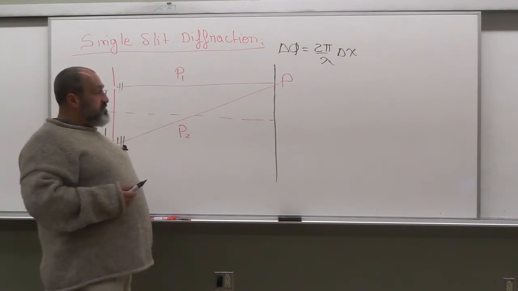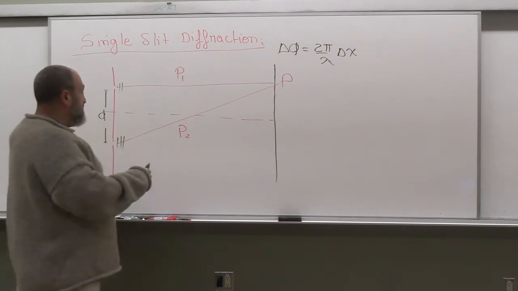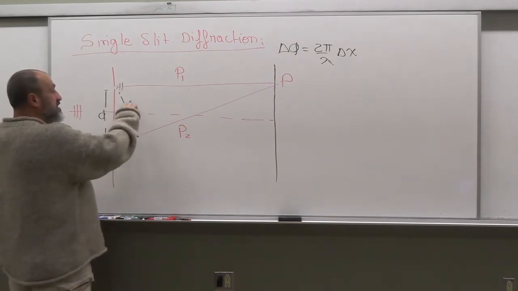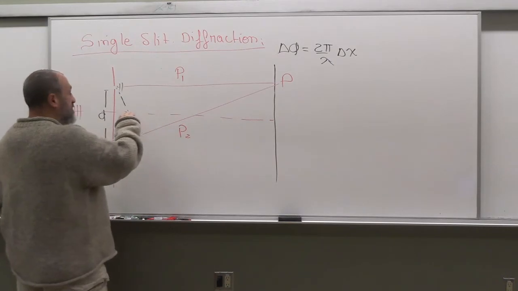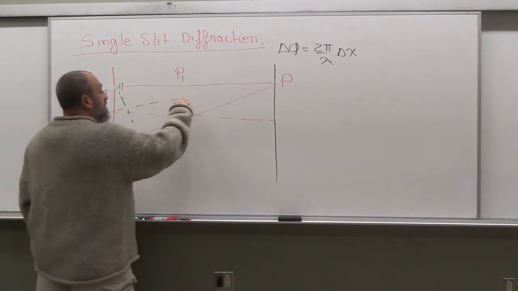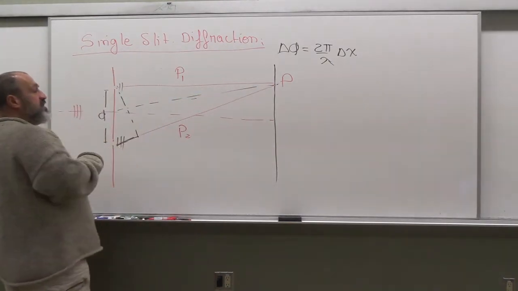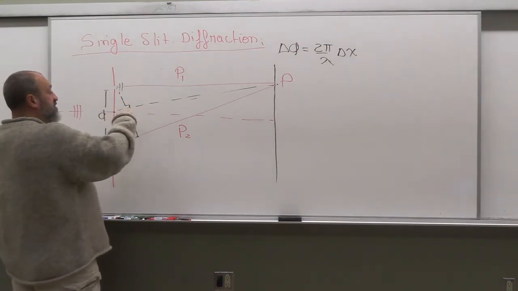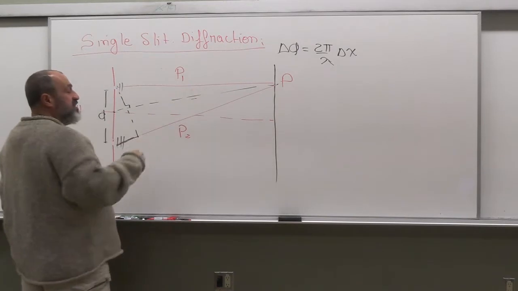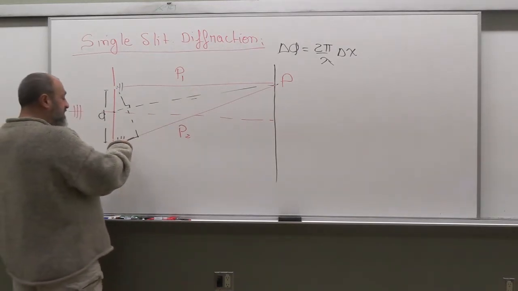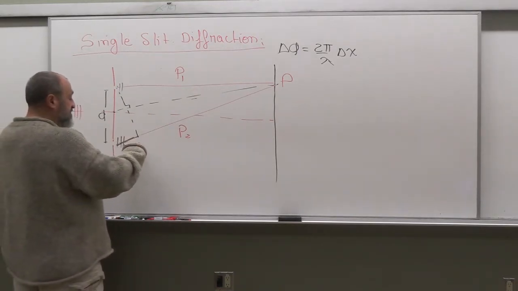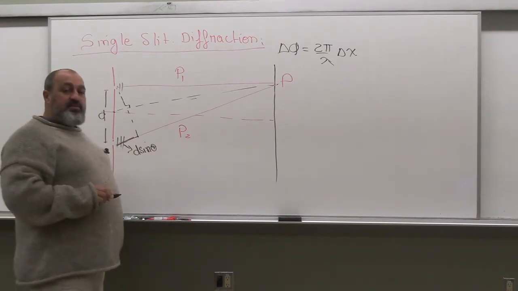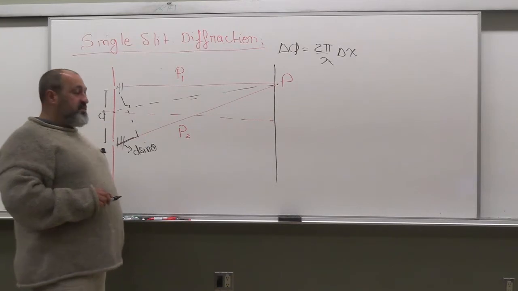Now, the main idea was that the path difference can be reduced to this. The path from here and there, we drop a perpendicular down to the line connecting the center here to the point P. This is perpendicular here. From here on, things are equal. So the path difference reduces to this distance here, d sine theta. For the double slit apparatus, it is d sine theta for the path difference.